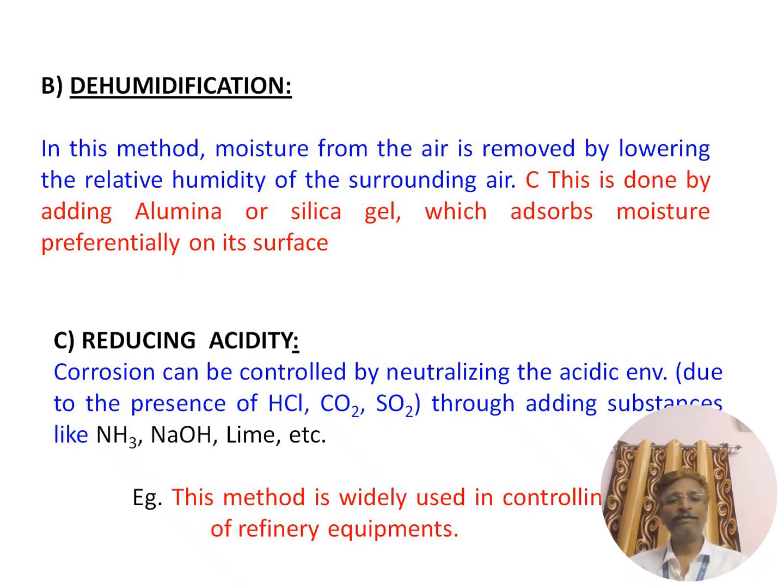And the third one, reducing the acidity, because we all know that the rate of corrosion will be increased in an acidic environment. Okay, so how can it be avoided? Very simple. You can convert the medium to neutral by adding ammonia or sodium hydroxide or lime.